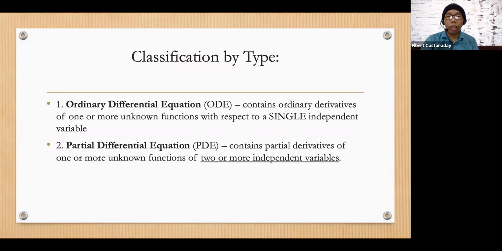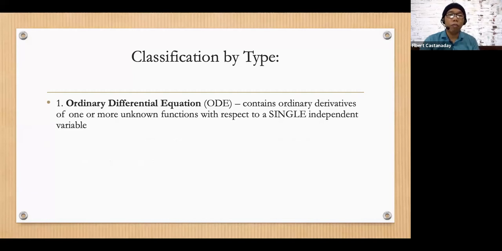So the question is, what is the independent variable? How can we identify independent variables or dependent variables in a differential equation? So earlier I have shown you naman examples of a DE stating the dependent or the unknown function and the independent variable of that particular equation.